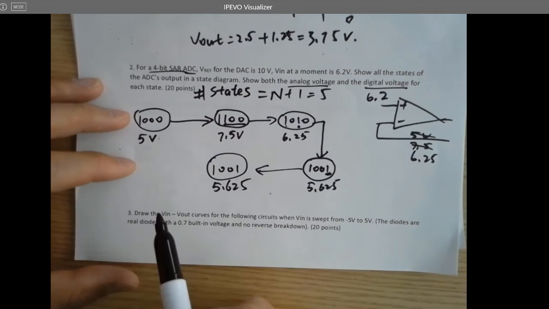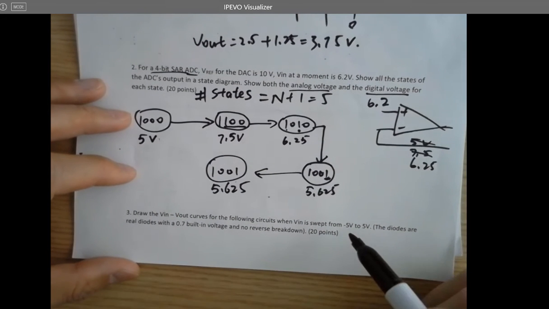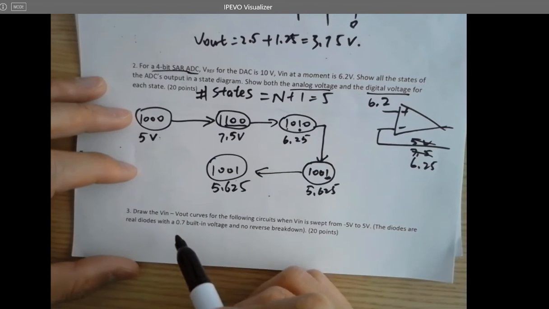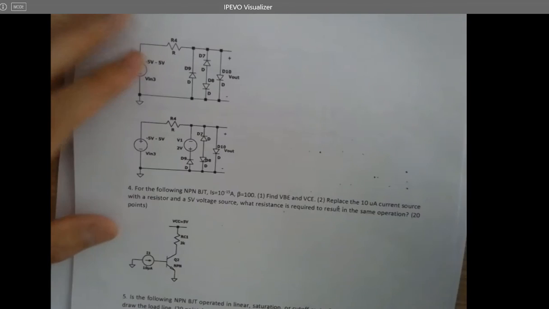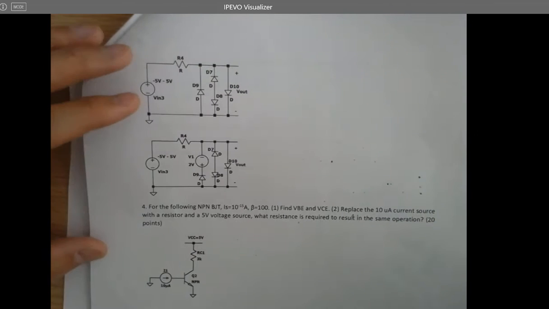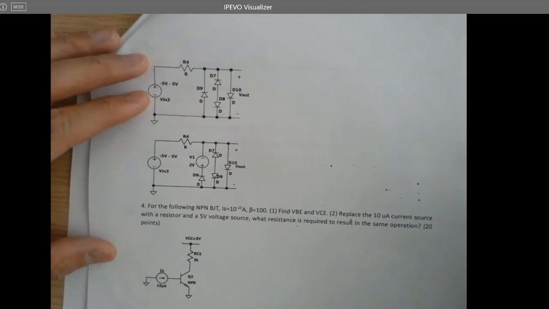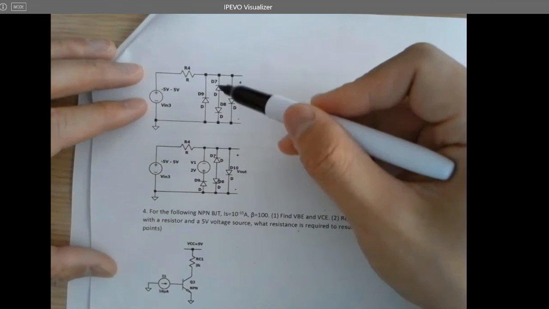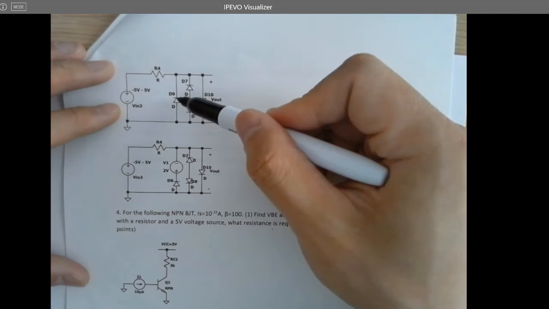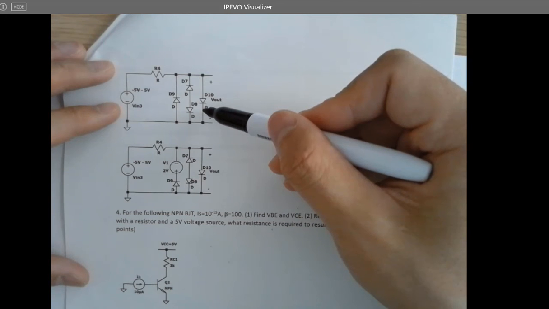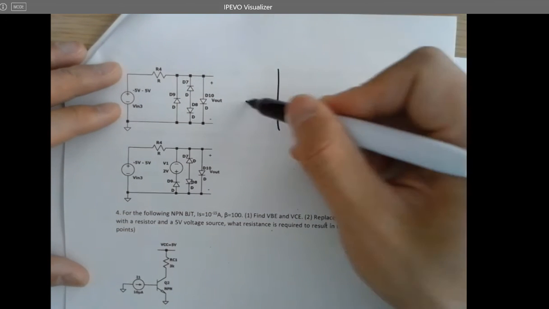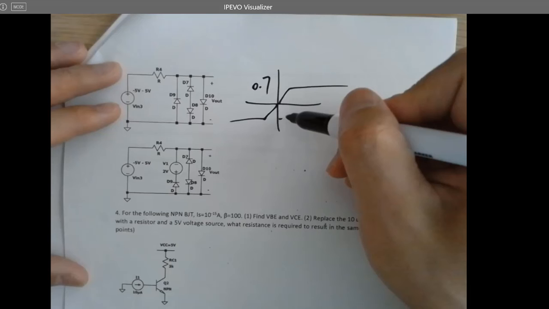Next one. Draw the Vin versus VR curves of the following circuits. Vin is swept from -5 to 5, with 0.7 volts built-in voltage and no reverse breakdown. So -5 to 5, that's a DC sweep, so the X and Y axes are both voltages. You don't have any time domain analysis. For this circuit, it's not doing anything, it's just blocking everything. And this one is blocking all the positive voltages, and this is blocking all the negative voltages. So this will be 0.7, negative 0.7.